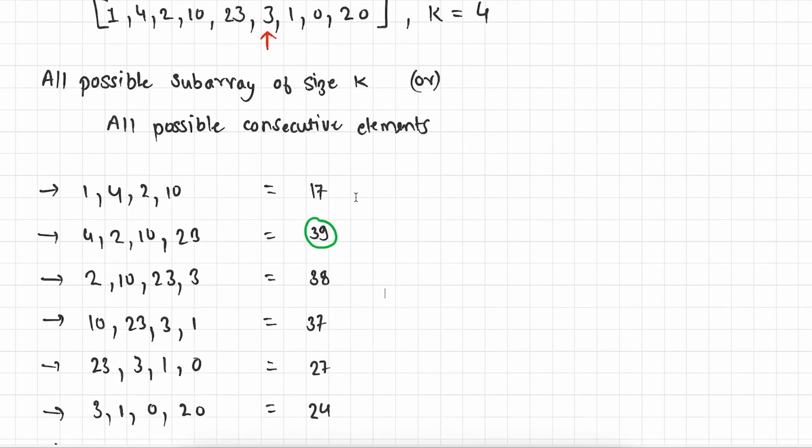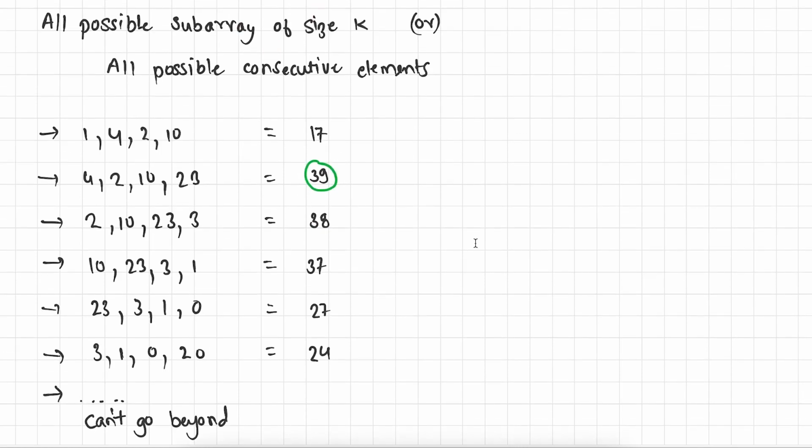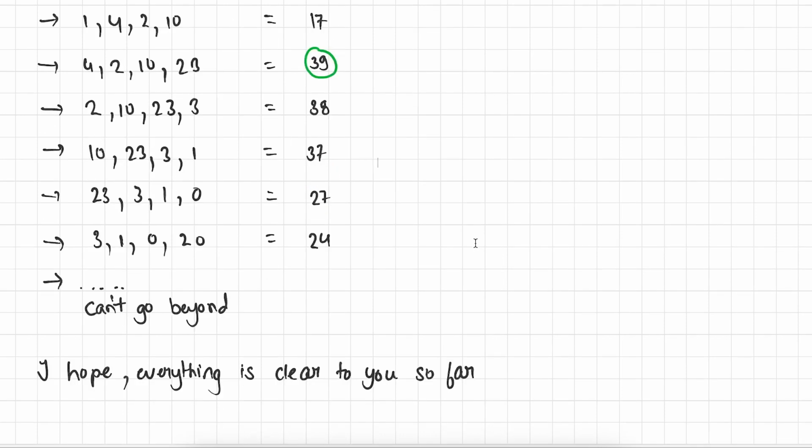You can see that out of all the sums, the maximum sum we got is 39. So this is the maximum sum out of all the sums, and we simply return this value. This is the basic approach to solve this problem. I hope everything is clear to you so far. This brings us to the next question: how do we implement this approach in code?